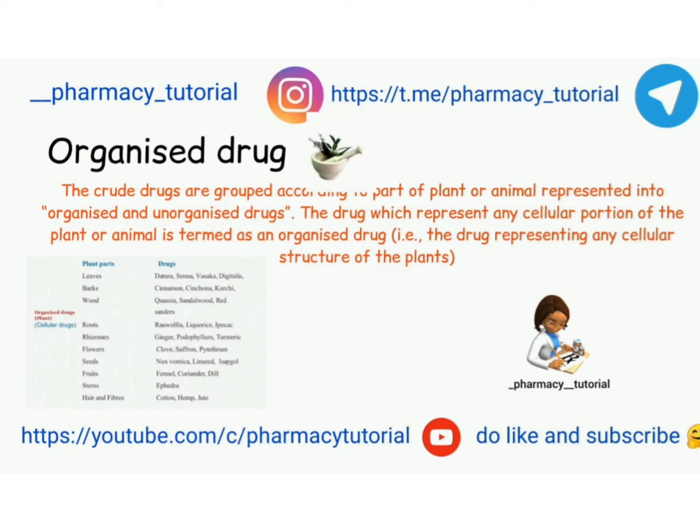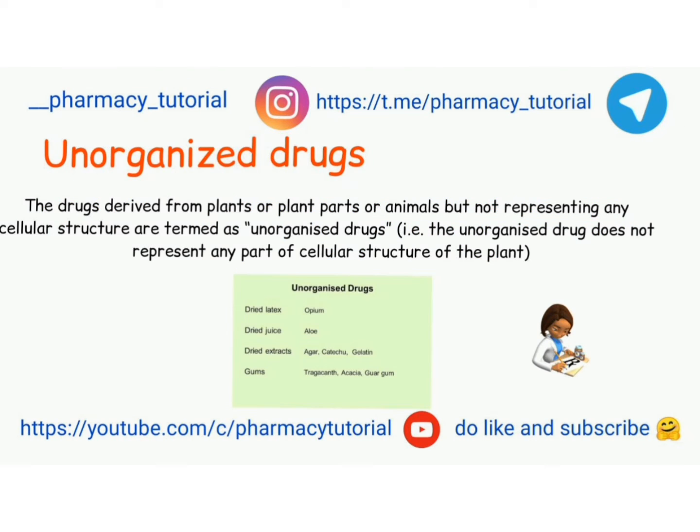That is, a drug representing any cellular structure part of the plants, any part of the plants. For example, in the part of leaves, the crude drug is tulsi; in the part of bark, examples are cinchona bark and cinnamon bark; and in roots, Rauwolfia. Like that, they are examples of organized drugs.